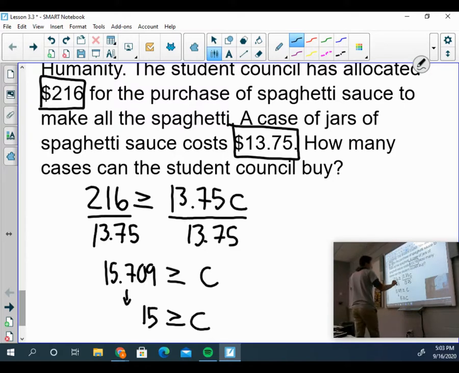In other words, if they buy 15 or less cases of the spaghetti sauce, they will stay in the budget for that Habitat dinner. Okay? If any part of this does not make sense, feel free to reach out to me. I will be happy to help you. And that's 3.3.